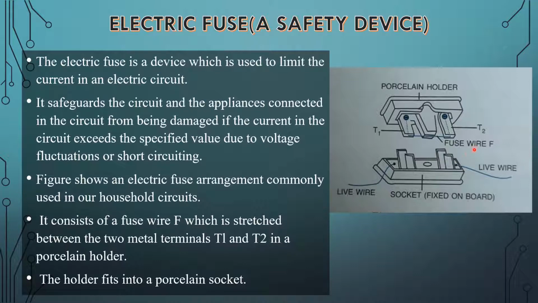Now this figure shows the diagram of the fuse arrangement which is used commonly in our household circuits. It consists of a fuse wire F which is stretched between the two terminals T1 and T2, and it is in a porcelain holder. This holder fits into a porcelain socket.